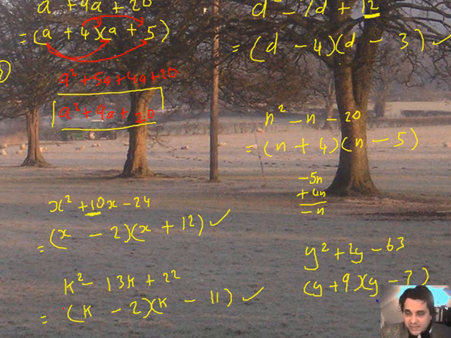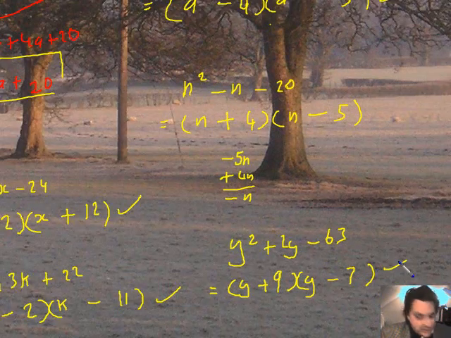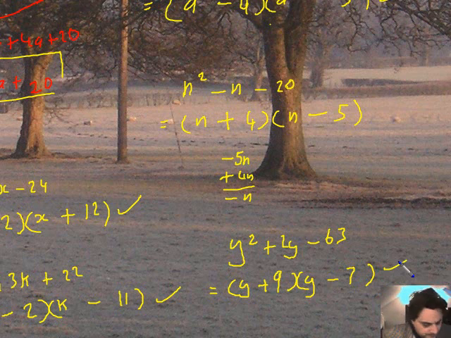There you go, y times 9 is positive 9y, and y times minus 7 is minus 7y. So 9y's take away 7y's, 2y's which are positive. 9 7s are 63, but it's negative because of the minus there. And I'm fully confident that's correct. Right, what's all this about?